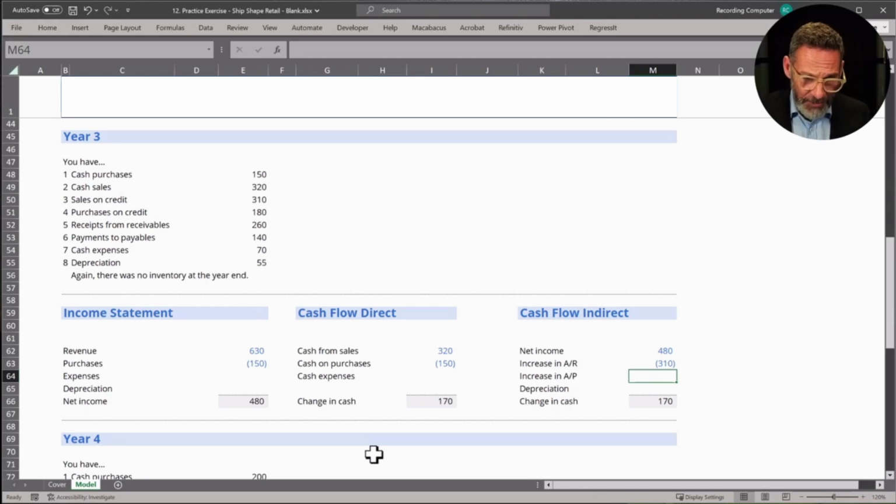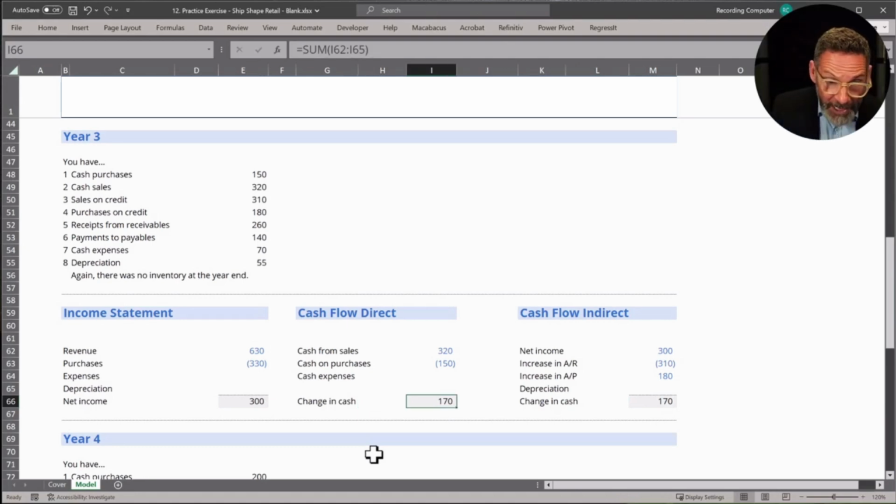We have purchases on credit, and those are of 180. Now, there's nothing that happens here because there's no cash related to those purchases. They're on credit, but we have a change in accounts payable. Now, we actually had purchases on credit of 180. The neat thing about this from a cash flow perspective is we're actually going to add that back because we should have paid that cash out, but by not paying that cash out, we're saving cash. So I'm going to put a positive 180. And we know we've done it right because, again, the 170 in the indirect cash flow matches the 170 on the direct cash flow.